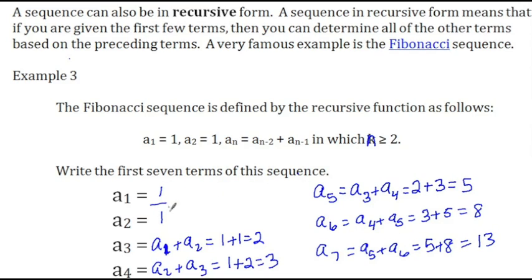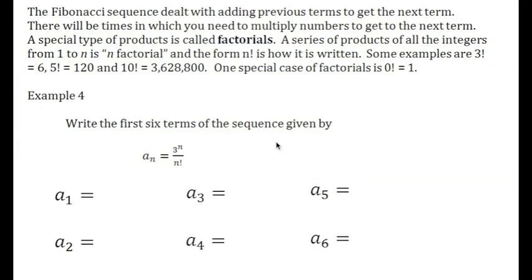So the sequence there is 1, 1, 2, 3, 5, 8, 13. That's a famous one called the Fibonacci sequence. The Fibonacci sequence dealt with adding previous terms to get the next term. There will be times in which you need to multiply. Last time we added things, now there'll be times that we need to multiply to get to the next term.